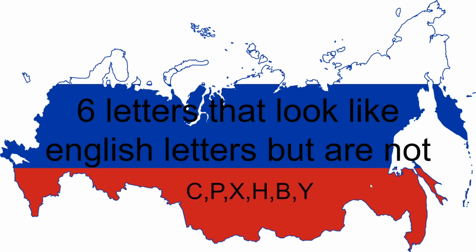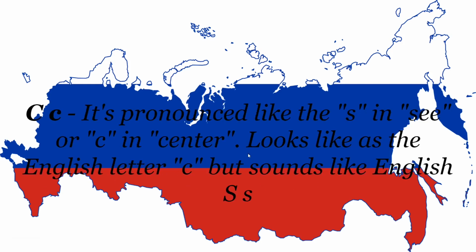Moving on, there are 6 letters that look like English letters, but they sound completely different. So that's the C, the P, the X, the H, the B, and the Y, which all are different in Russian. The first letter that we're going to go over is the C, which sounds like the S in C, like the S sound. Looks like the English letter C, but sounds like the English S.